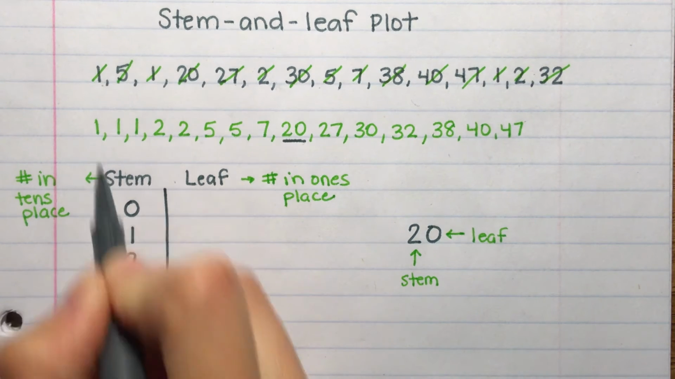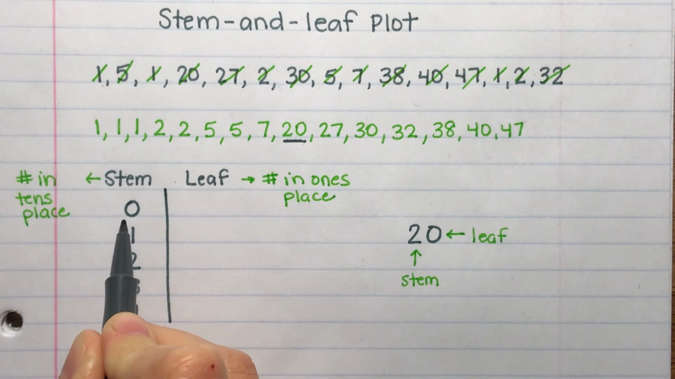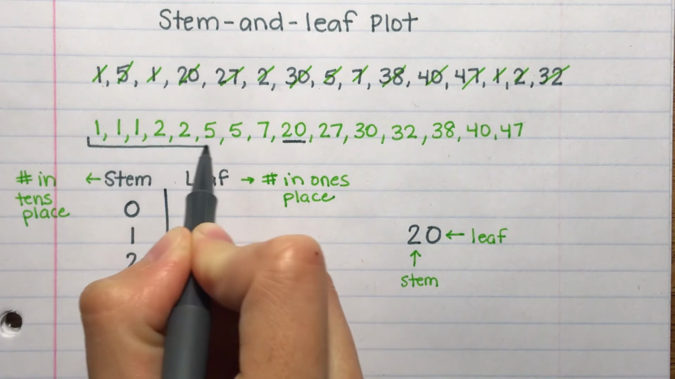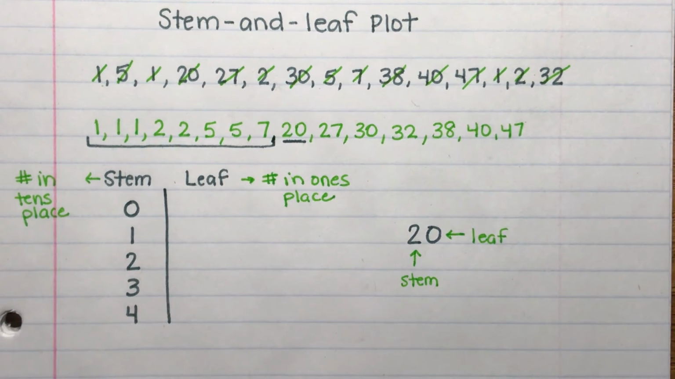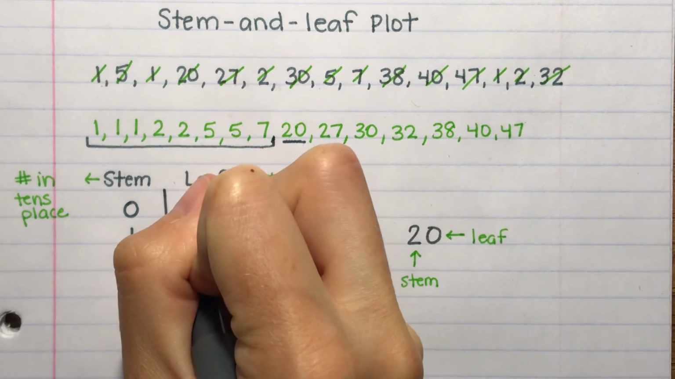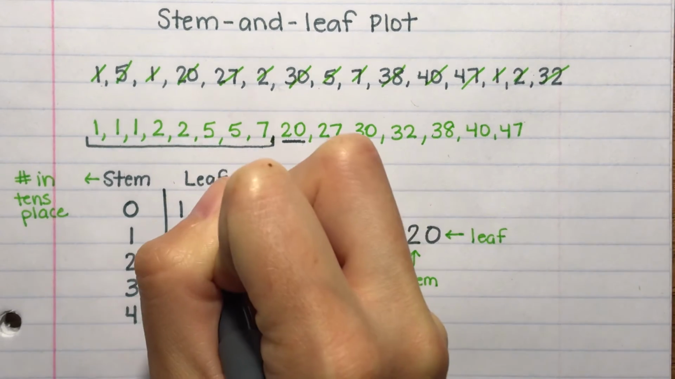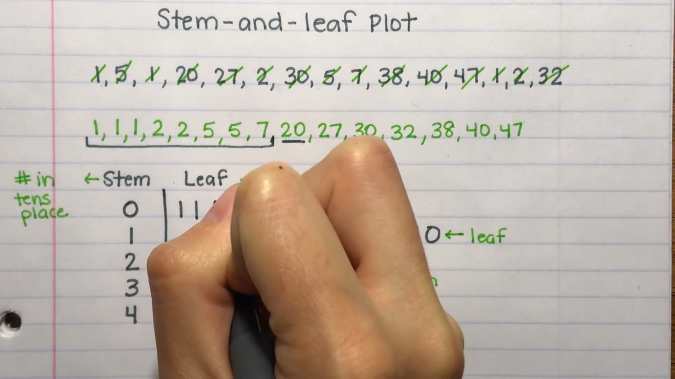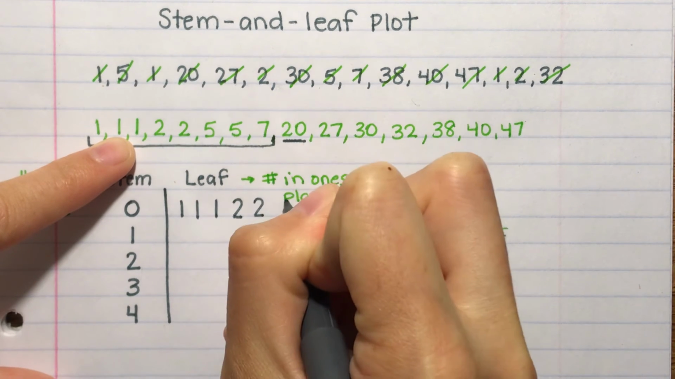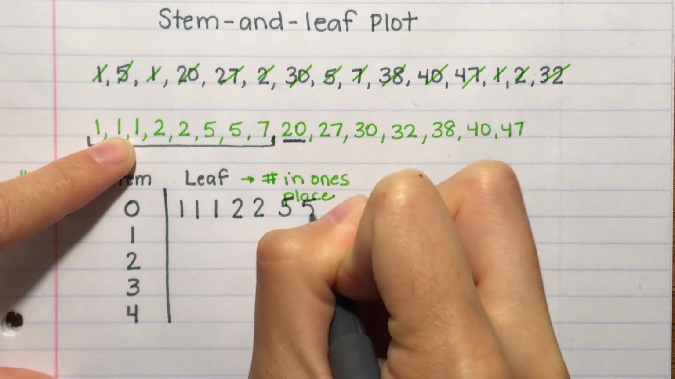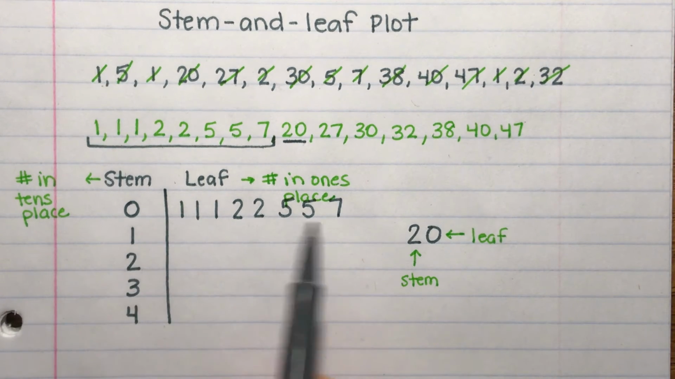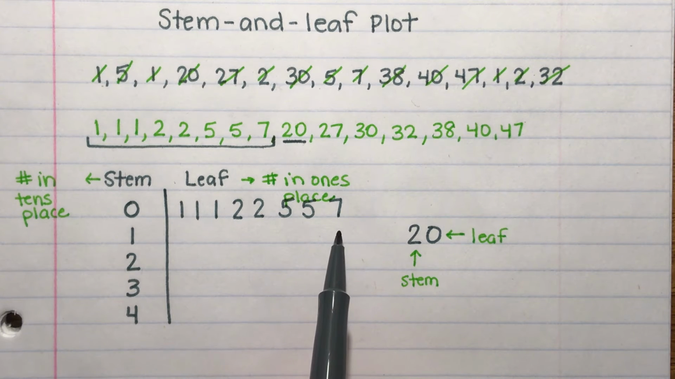So if I look up here, I said 0 is any number that is less than 10. So I've got all of these numbers right here that are less than 10. So I'm just going to write those all out in a list. Okay, so that means I have a 1. I have a 1. I don't even need commas between them. I have another 1. I have a 2, a 2. I have a 5. I have a 5, and I have a 7. Okay, those are all of my single digit numbers.